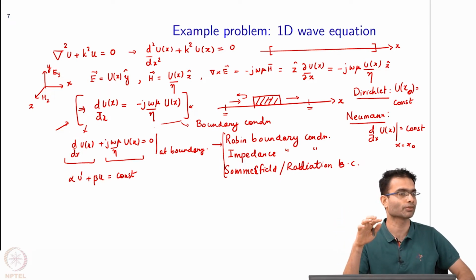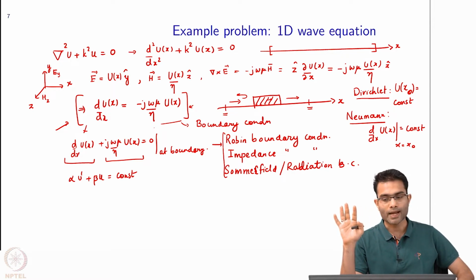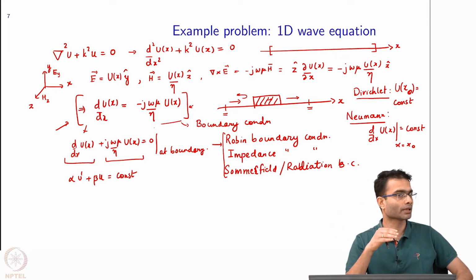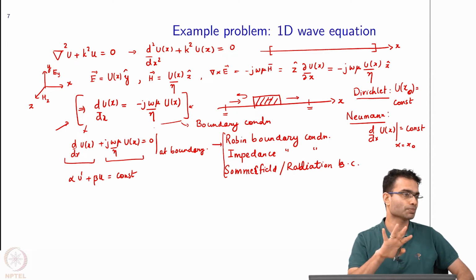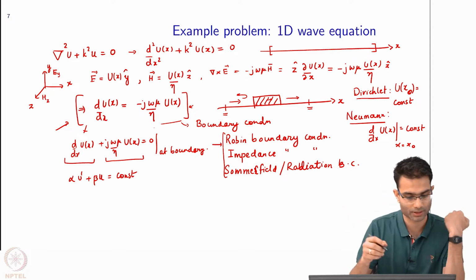You should not get overwhelmed when you see an expression in multiple dimensions. When you look at it in lower dimensions, this is basically what it is. Gradient of field is proportional to the field itself. And why is this very important? Because what is it saying? This is the condition obeyed by a wave in free space at any point in free space. Agreed?